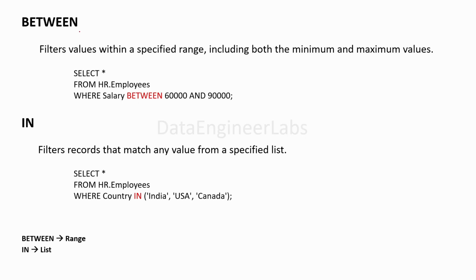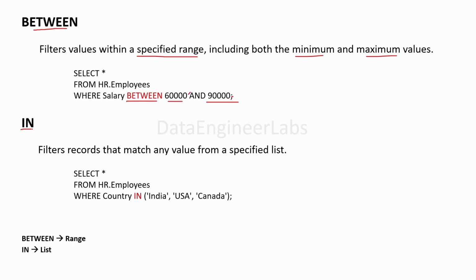Now let us look at two very useful operators, BETWEEN and IN. Firstly, the BETWEEN operator. BETWEEN uses a specified range to filter data, including both the minimum and the maximum values. For example, here we want to find all the employees who are earning between 60,000 and 90,000, including both 60,000 and 90,000. So we can use the BETWEEN operator like this.